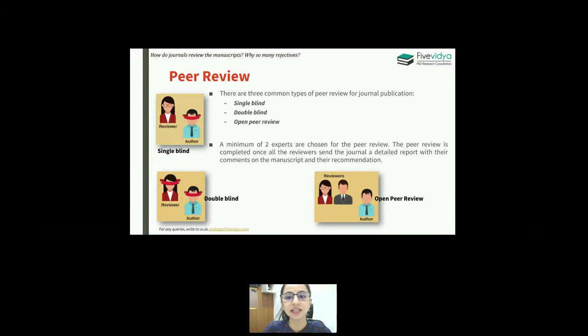So here basically the criteria which is taken is that a minimum of 2 experts are chosen for reviewing your paper, and once they are through with it, they submit their results, their recommendations, their comments about your submission to the journal for further results. So you should be careful in this also, because there are almost 20% chances of a paper getting rejected at this stage only.